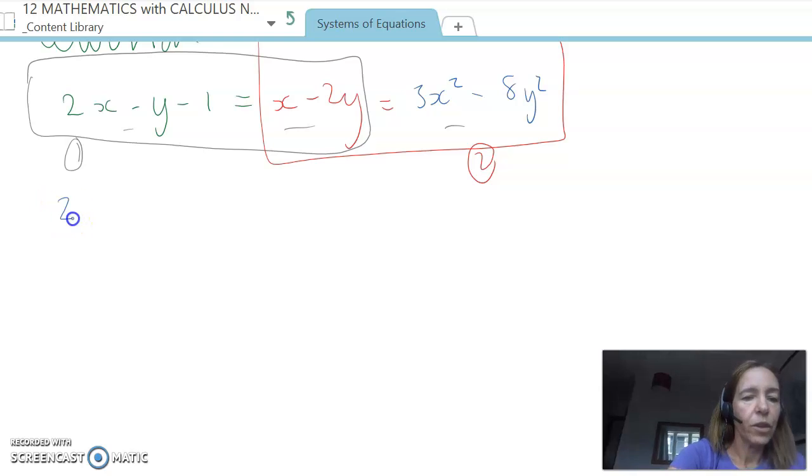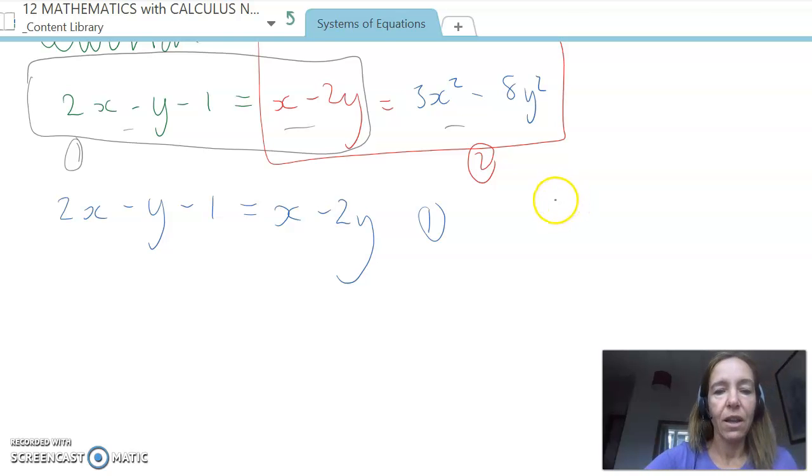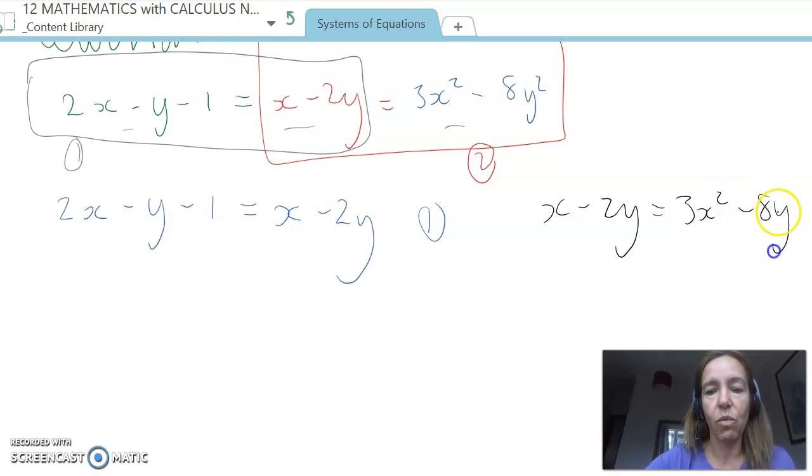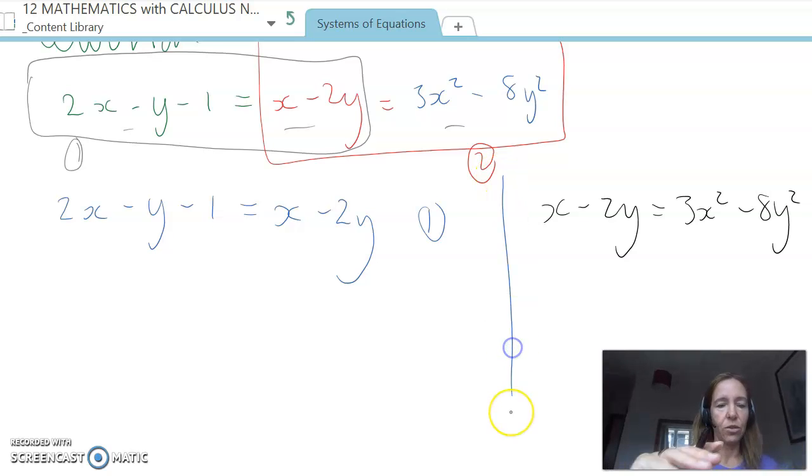So first of all, 2x minus y minus 1 is equal to x minus 2y. And I'm going to have another one over here, which is going to be x minus 2y is equal to 3x squared minus 8y squared. And I can do each of those individually. So let's look at our left-hand one and do that all first.